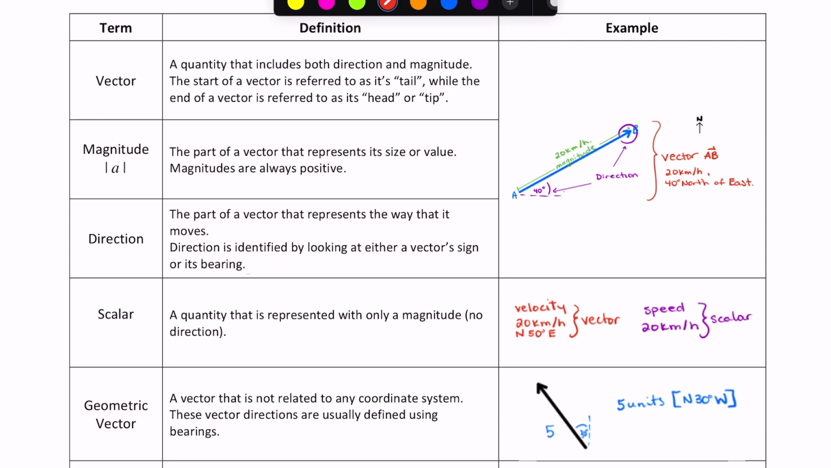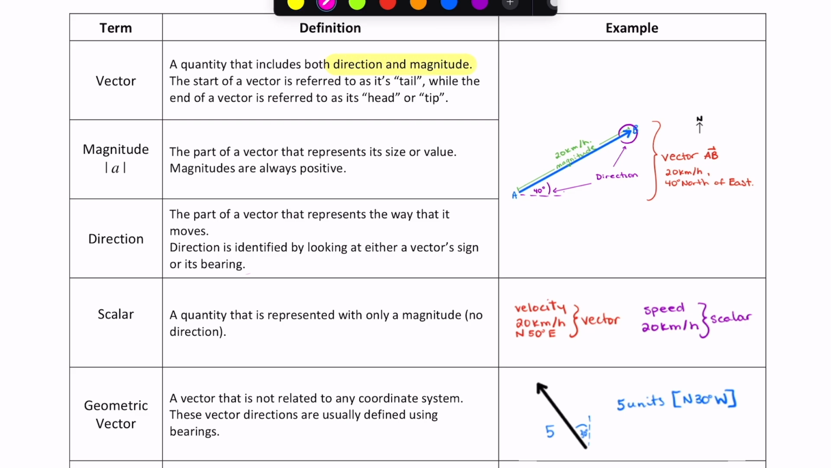So first, we'll look at a few different terms that are important when we're looking at vectors, their definitions, and the examples which are shown on the right. When we think of the concept of vectors, a vector is a quantity that includes both direction and magnitude.